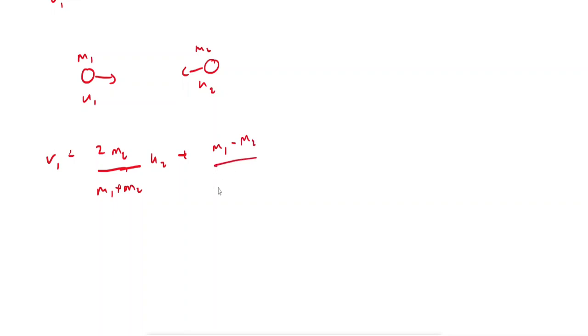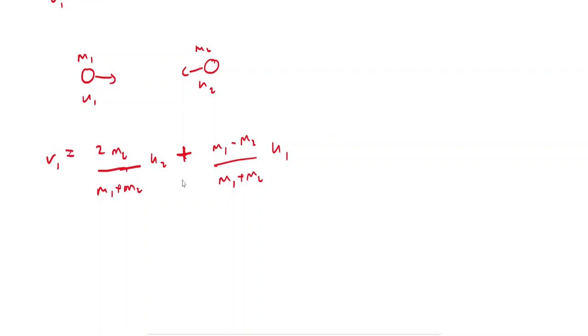Now let's look at a case whereby there's an object M1 moving with velocity U1. Let's just say it doesn't matter which direction it's moving. And then this is U2, this is M2. Remember the equations that we have here. We have that V1 is going to be 2M2 divided by M1 plus M2, times U2, plus M1 minus M2 divided by M1 plus M2, times U1. It doesn't matter even if you started with the second term first because of the plus here, so basically they commute.